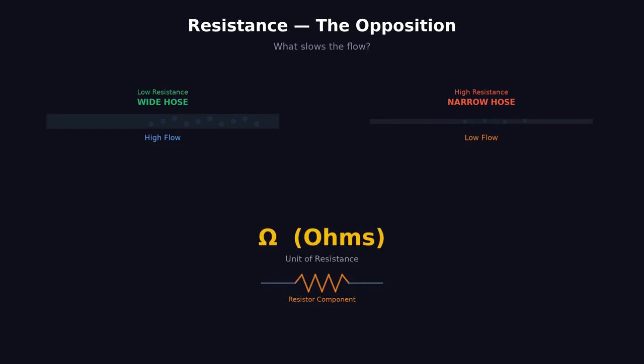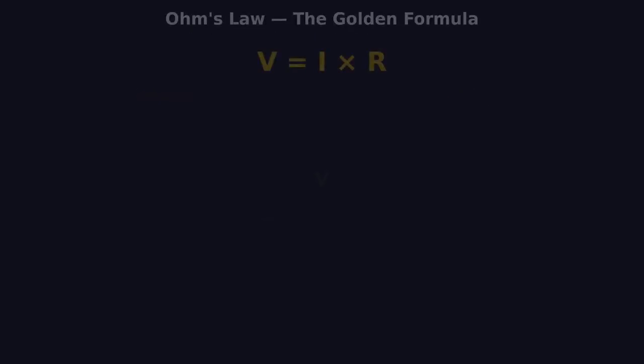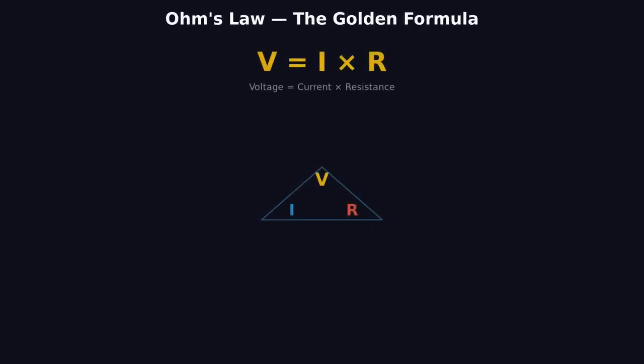That's why different components in a circuit do different jobs. They're just offering different amounts of resistance. Here's the most important relationship in all of electronics. It's called Ohm's law, and it's beautifully simple. Voltage equals current times resistance. V equals I times R.